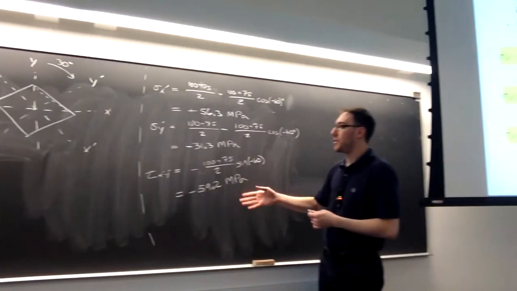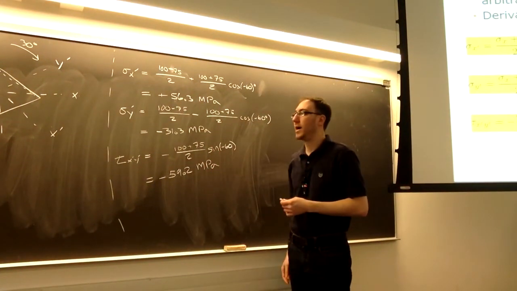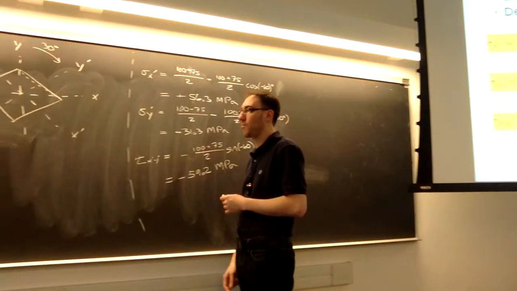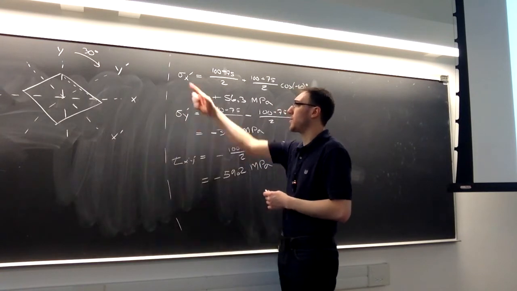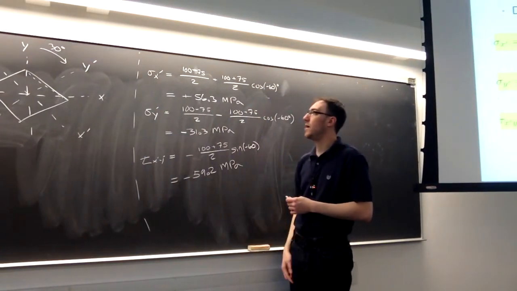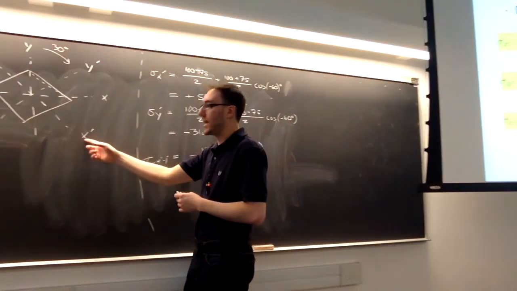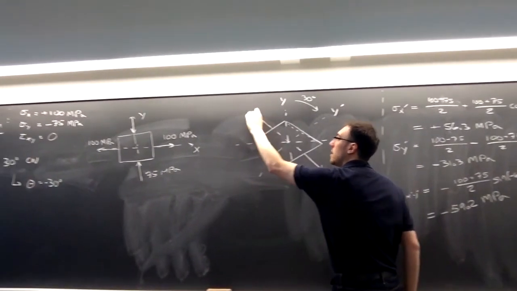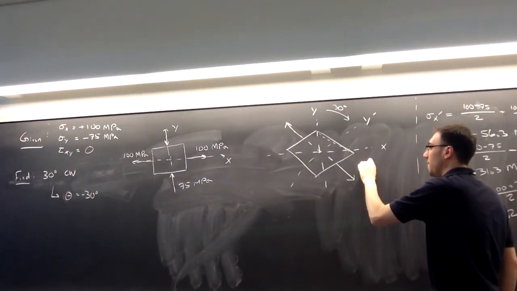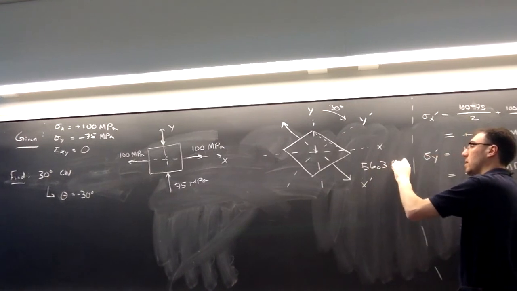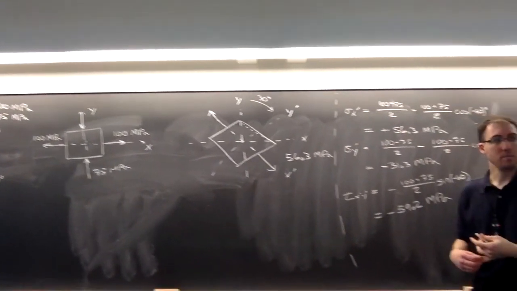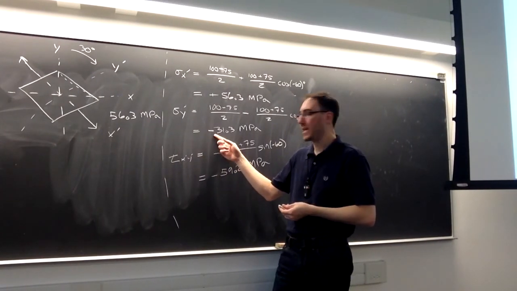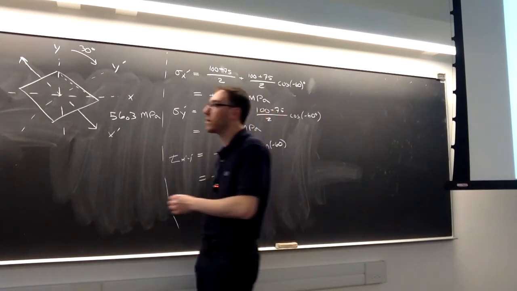So I want to take these values and now draw them on my rotated stress element, 30 degrees clockwise from its original orientation. So starting with the sigma x prime, tensile 56.3. Again, that's on the x prime face, which is now down and to the right. I'll have that tensile stress 56.3. On the y face, the normal stress will be a compressive 31.3.